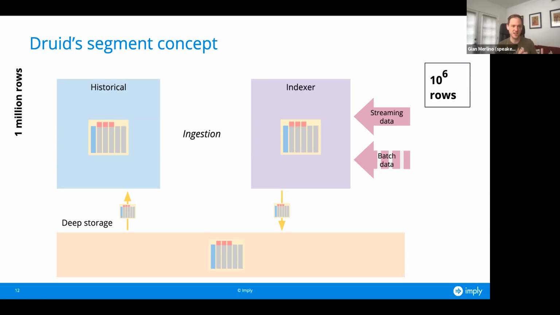A historical is another kind of process in Druid that is responsible for loading these immutable segment files and doing queries on them. And so I want to look at this life cycle a little bit more closely. So first off, the streaming data comes into the indexer. Number two, the indexer pushes that segment to deep storage. Number three, that segment is loaded from deep storage onto a historical. And then number four, it's on the historical, it's available for querying.